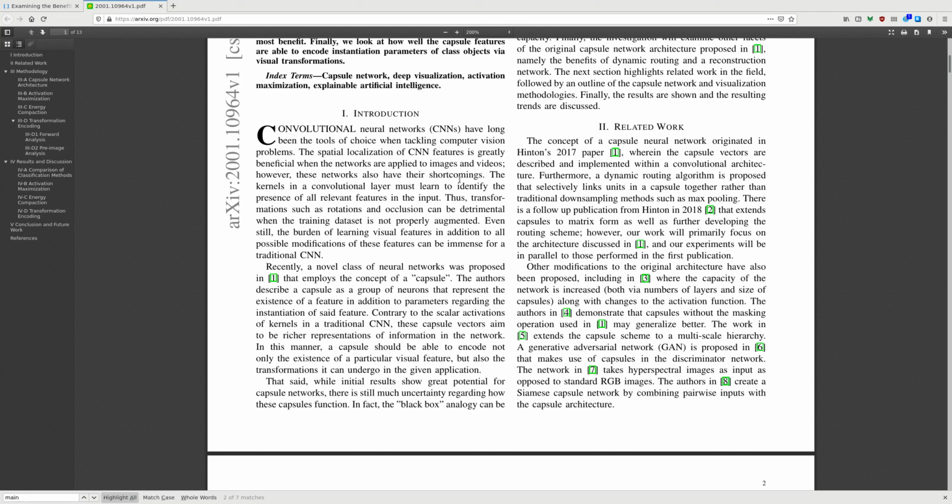Recently, a novel class of neural networks was proposed, one that employs the concept of the capsule. The authors describe the capsule as a group of neurons that represent the existence of a feature in addition to parameters regarding the instantiation of said feature. Contrary to scalar activation of kernels in traditional CNNs, capsule networks aim to be representations of information in the network. In this manner, a capsule should be able to encode not only the existence of a particular visual feature, but also the transformation that it undergoes in a given application.